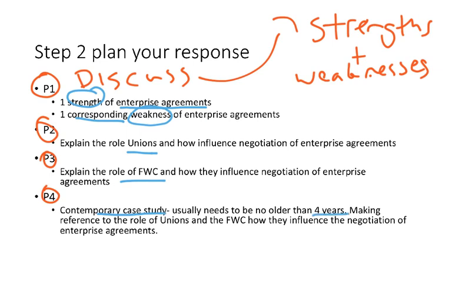So it doesn't mean you can't use a business that is 100 years old or 50 years old, whatever. But the issue you're talking about, or the enterprise agreements, or the unions you're talking about, any issues have to be no older than 4 years. And you need to make reference to unions and Fair Work Commission and how they influence the role or influence the negotiation of enterprise agreements.